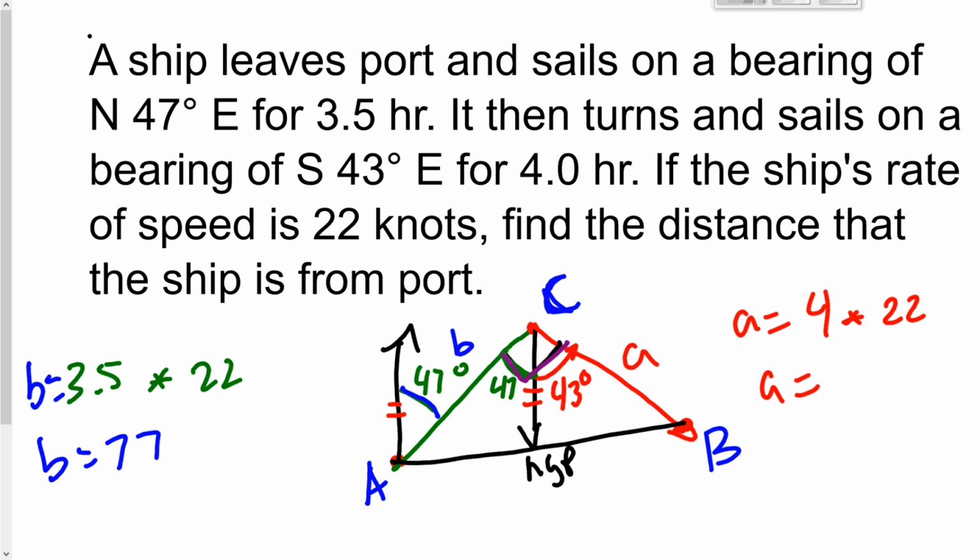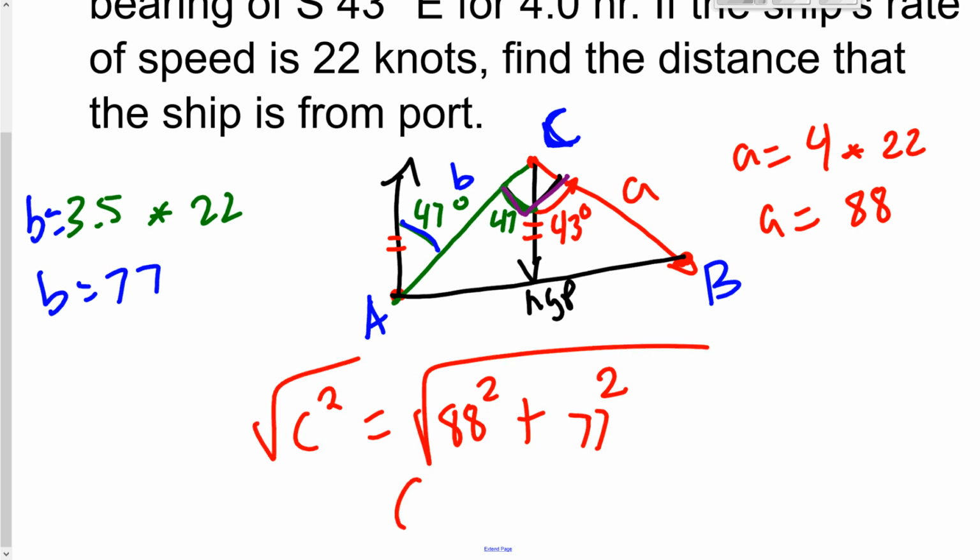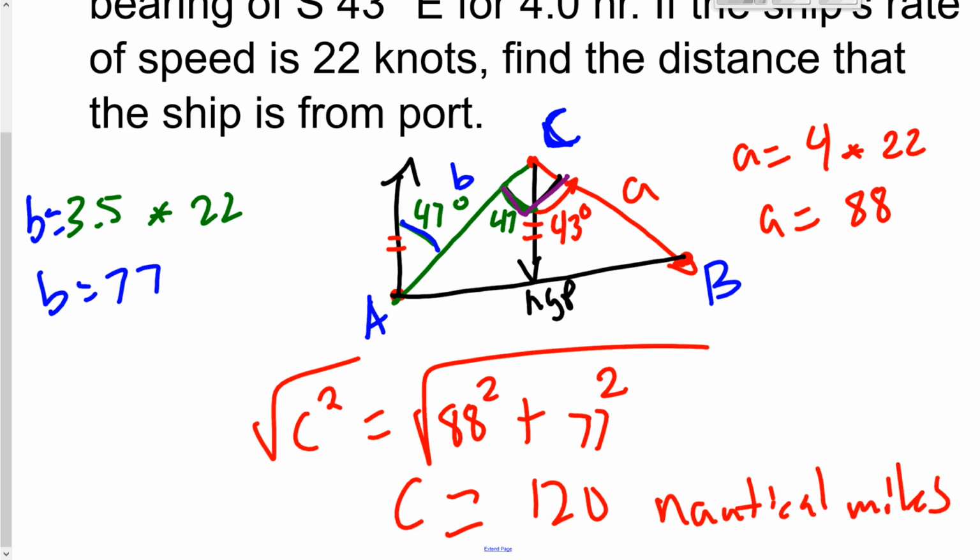88 nautical miles. And now we have a right triangle, so now we can do the Pythagorean theorem, right? C squared is equal to A squared plus B squared. Oops, why did I write B squared when I could have written 77? So then we square those, then we add them, and then we square root both sides. So C is equal to approximately 120 nautical miles. Okay, so they're 120 nautical miles from port.